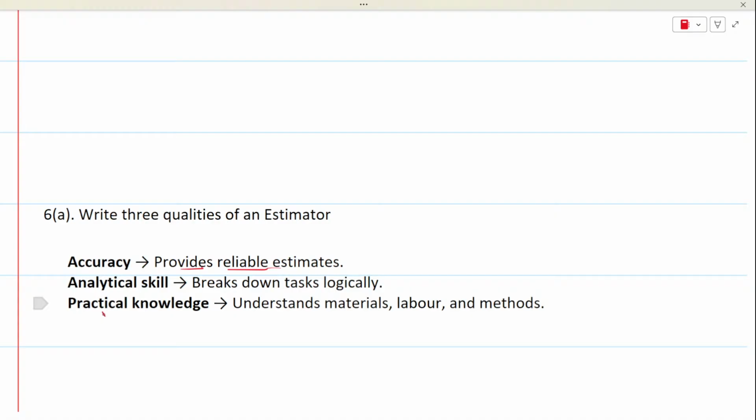Estimator also requires the practical knowledge to understand material, labor, methods. These all categories fall into resources. Resources are to be acquired for completion of the project.